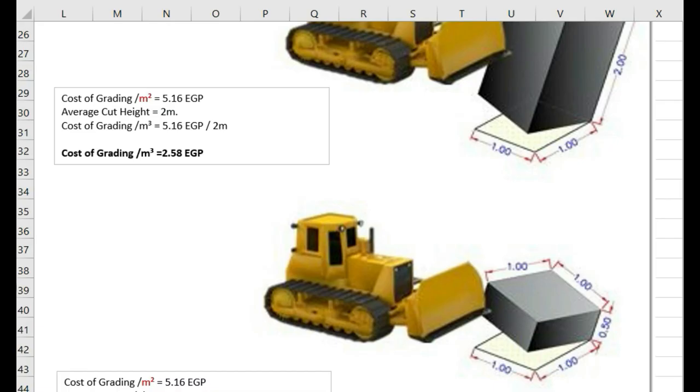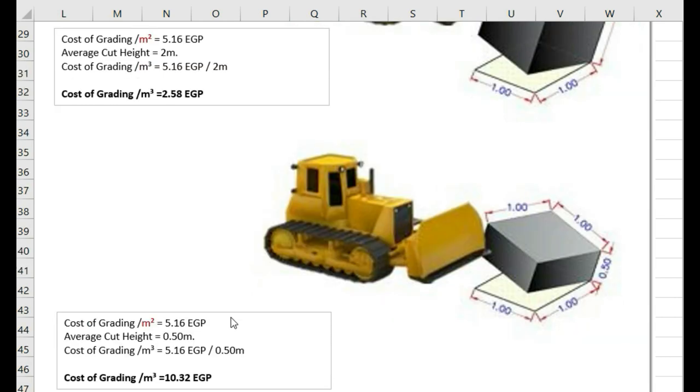The conclusion here: we have to be careful in grading cost calculation, especially when the height of cut is less than 1 meter in this case. Somebody can ask, from where can I get the height of cut? It's an amazing question. The tender document in such a kind of project always includes the horizontal and vertical alignment design.